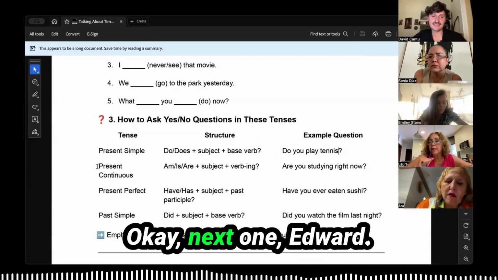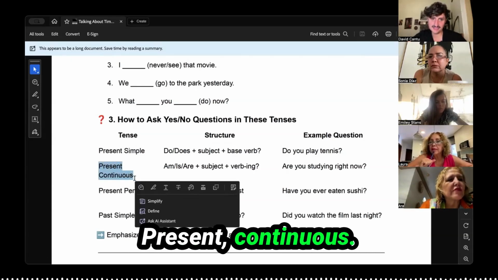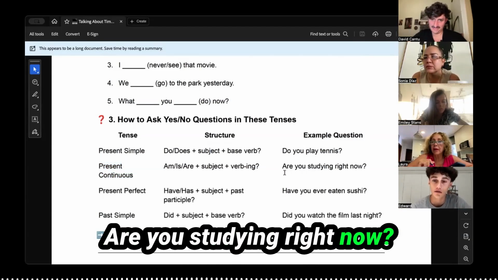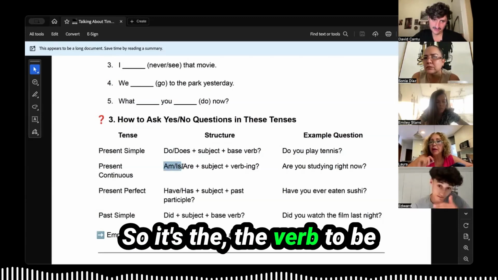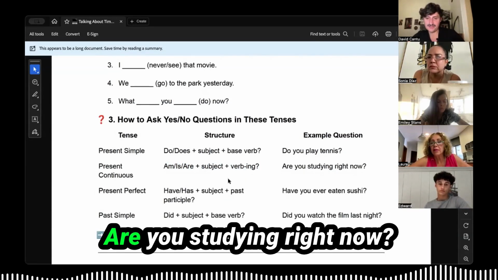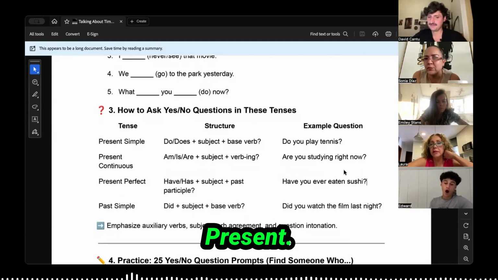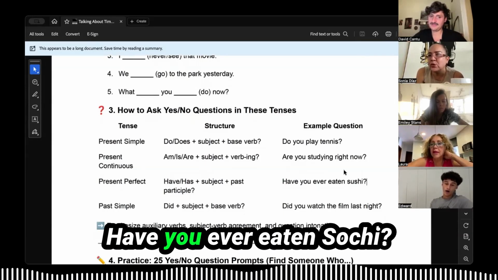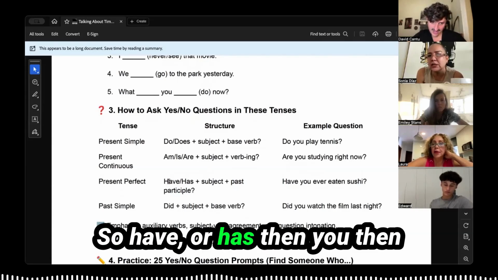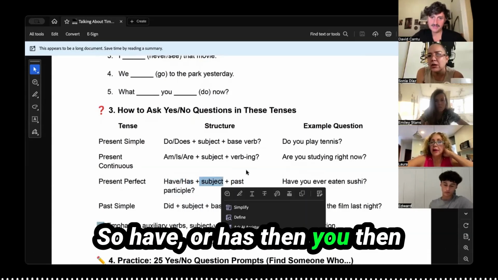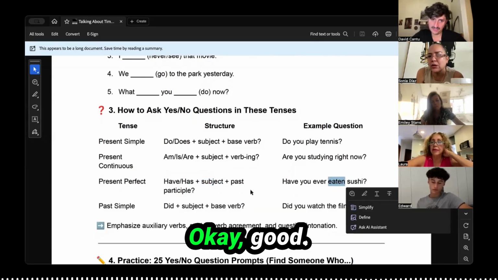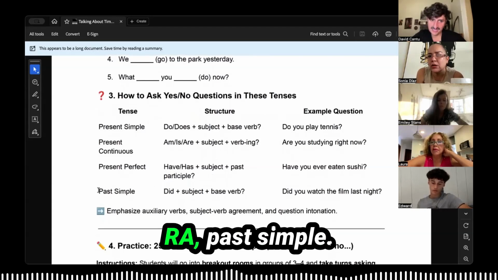Good. Okay, next one. Edward, present continuous. Are you studying right now? Good. So it's the verb to be, then you, then verb ing. Are you studying right now? Are you eating right now? Present perfect. Have you ever eaten sushi? Good. So have or has, then you, then past participle, which is eaten. Okay, good. And the last one, Ara.